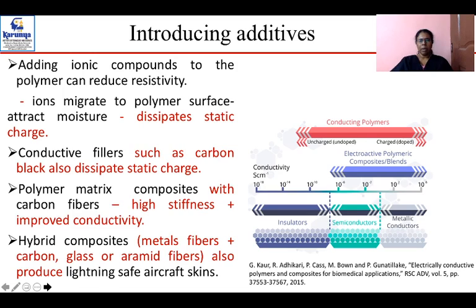You can have undoped polymers which are not conducting, they are almost insulators, and slowly you dope them, or you can have some composite blends and all those things, as seen in the blue line below the red one. There also it is possible to convert them, change their conductivity and make them as good as metallic conductors.